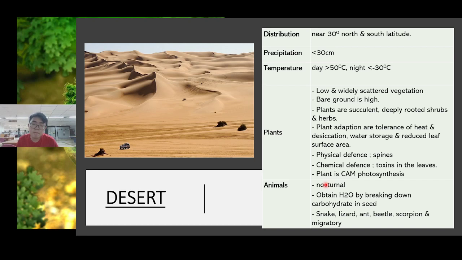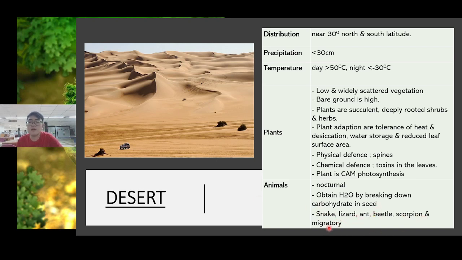The animals are the opposite of humans. Humans work at day and sleep at night, but this kind of animal works at night and sleeps at day. Normally it's reversed. And they obtain water by breaking down carbohydrate in seed. Examples of animals there are snake, lizard, beetle, scorpion, and migratory animals.